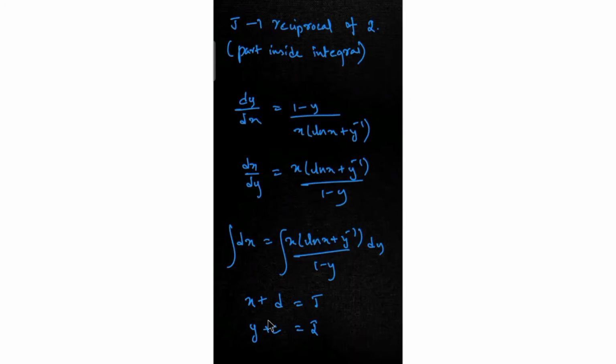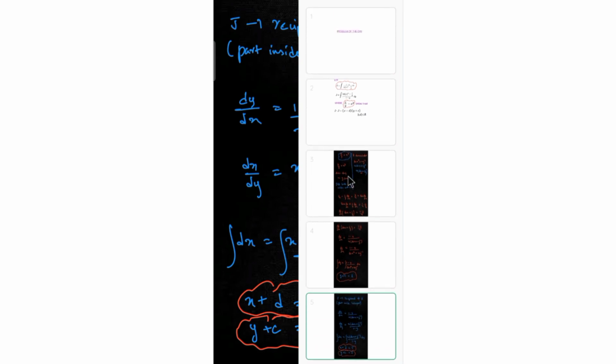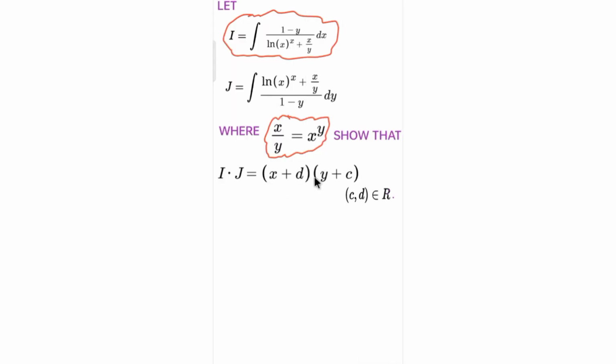So y plus c is equal to I, and x plus d is equal to j. So if we just multiply them, when we multiply them we're going to get this, that is I into j is equal to x plus d into y plus c.